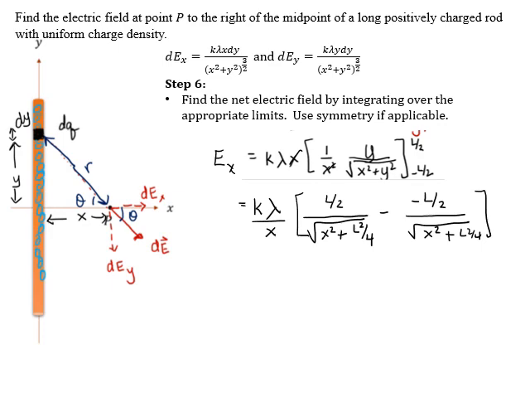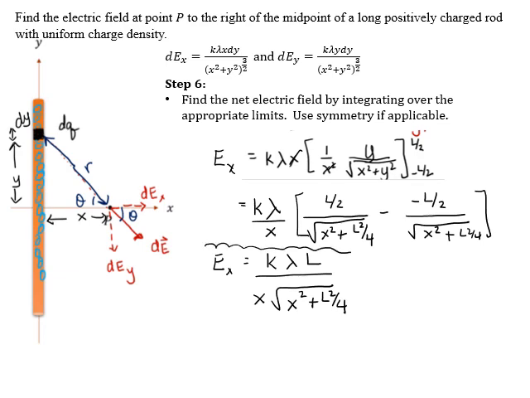Okay, there's our expression. Let's just neaten it up a tiny bit. L over 2 minus minus L over 2 gives us plus L. The denominators are the same there. So we're left with k lambda times L divided by x times the square root of x squared plus L squared over 4. So there's the x component of the electric field due to this long line of charge.